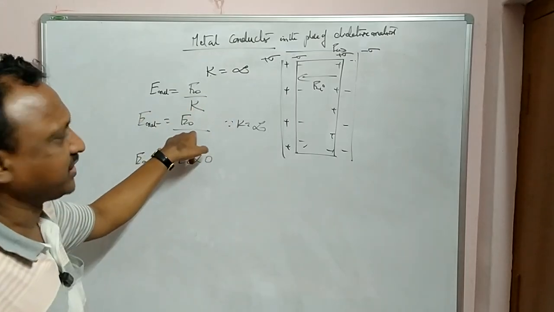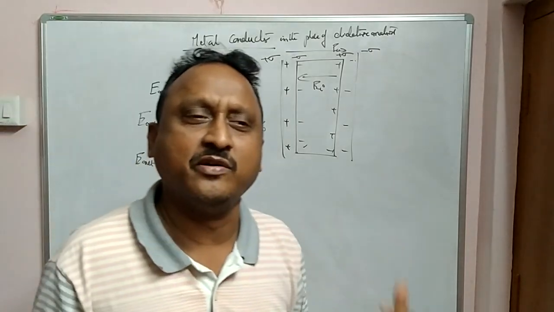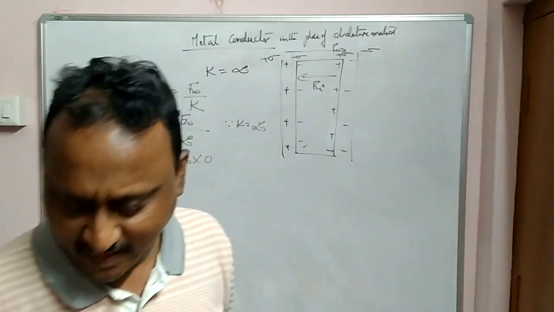So E net is equal to 0. There is no net value; you will get 0 when you use a metal conductor.